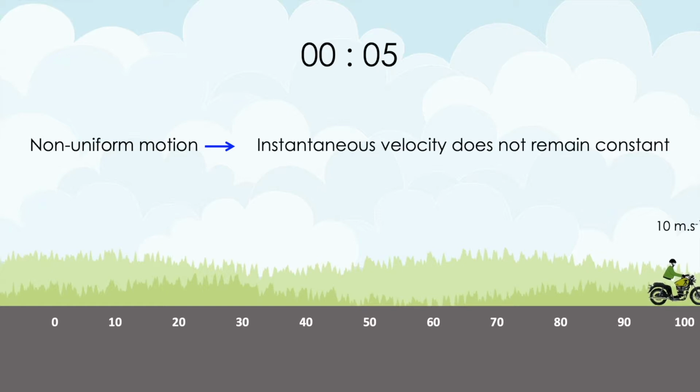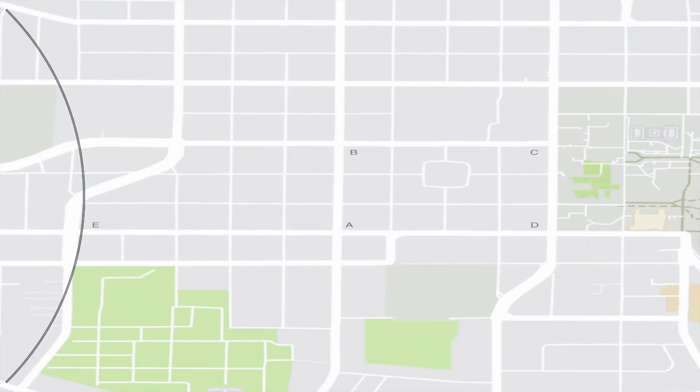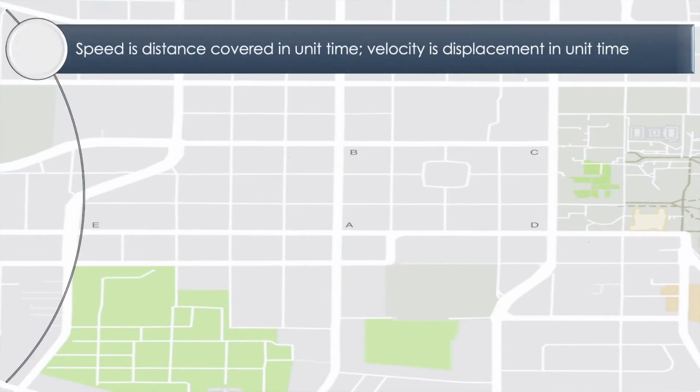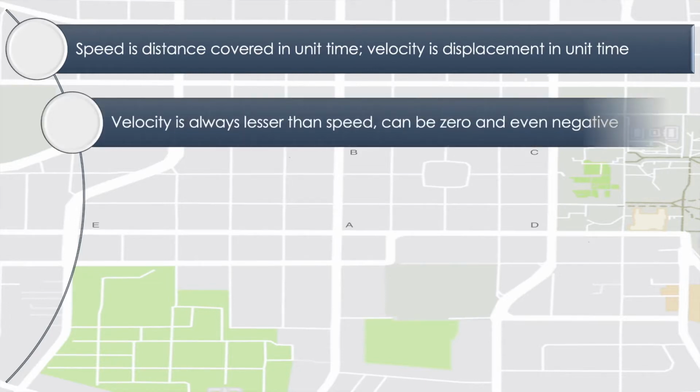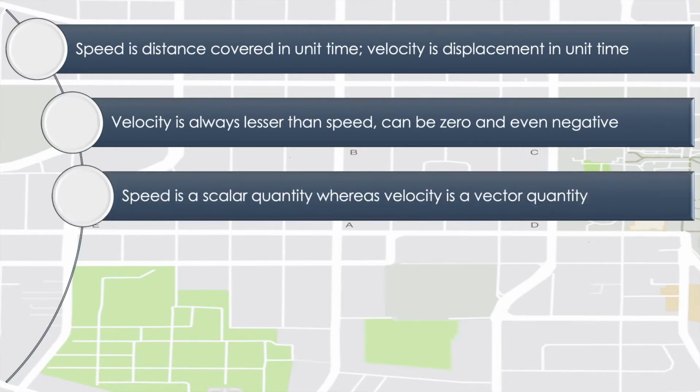And now, the summary of this video. Speed is distance covered in unit time, whereas velocity is displacement in unit time. Velocity is always lesser than speed. It can be zero and it also can be negative. And therefore, speed is a scalar quantity, whereas velocity is a vector quantity.